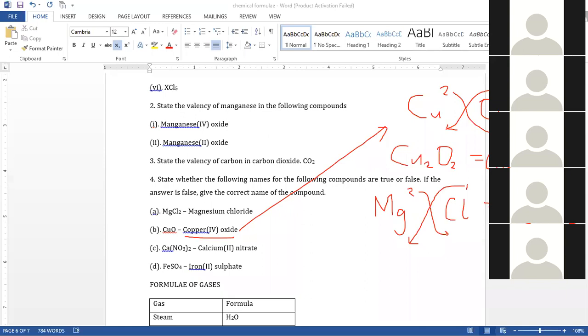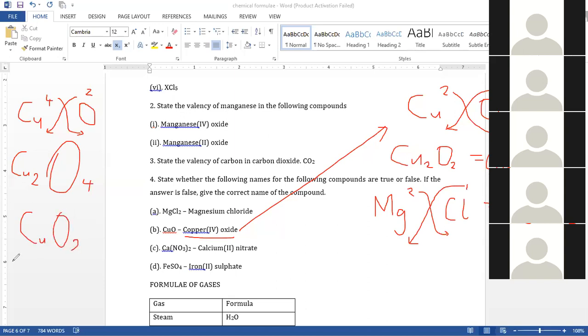Because I think the valency is 4 for copper, and the valency for oxygen is 2. So when you interchange, it's 4, and then oxygen is 2. And so when you interchange, it becomes Cu2, then O4. Yes, we divide through by 2 to give us CuO2. Yes, okay, thank you.